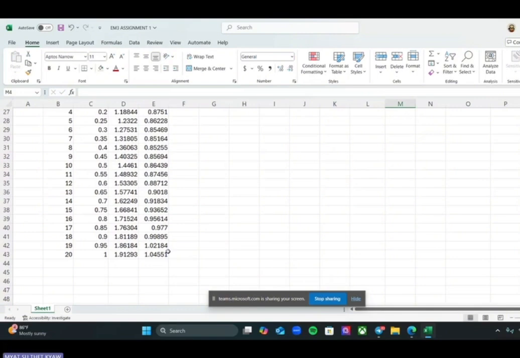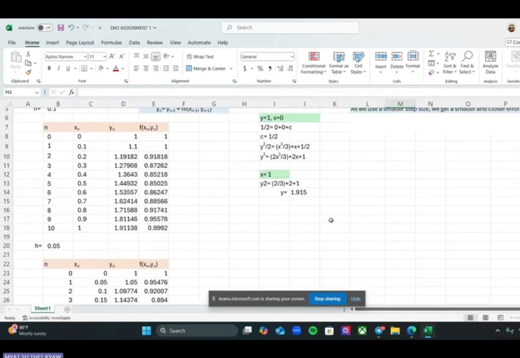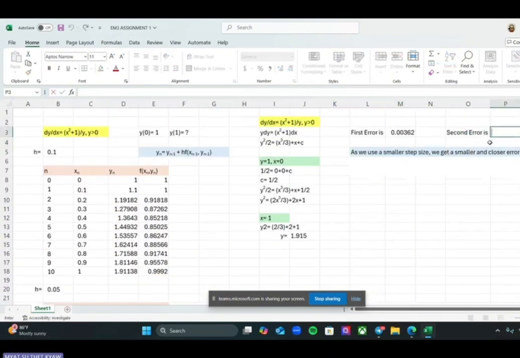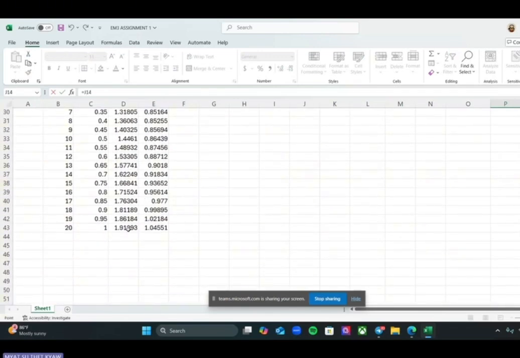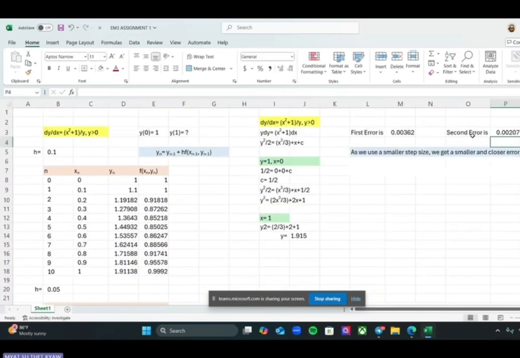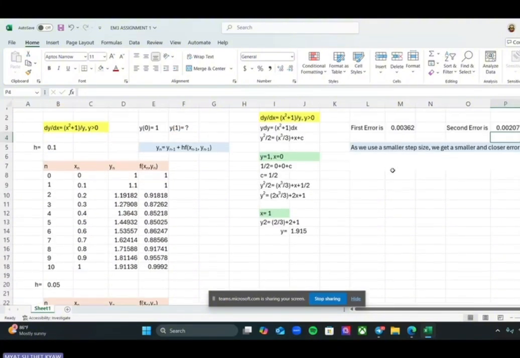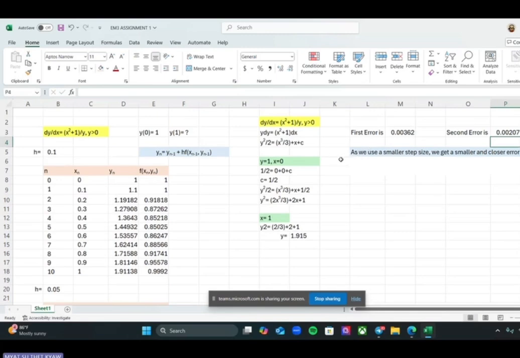I also tried finding the y value using a smaller step size, which is 0.05, and I got the value 1.91293. Now I will try finding the difference. Subtract these two. The error is smaller than the first error. This is because I used a smaller step size. That's why we can conclude that as we use a smaller step size, we get a smaller and closer error.